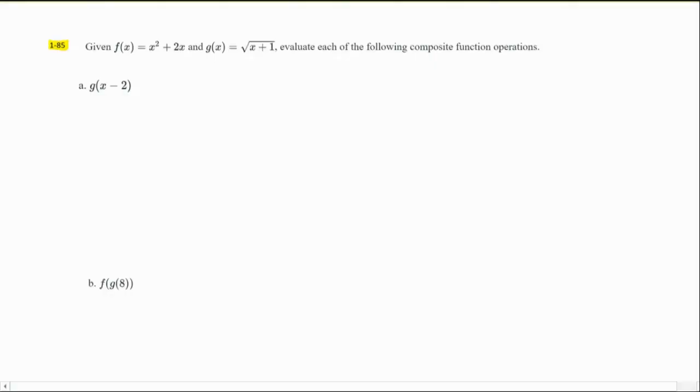All right, we're given a function here. I'm going to write it off to the side. f of x equals x squared plus 2x. And I'm also given another function, g of x equals the square root of x plus 1. We're asked to evaluate each of the composite functions. And let's start with the first one, g of x minus 2.